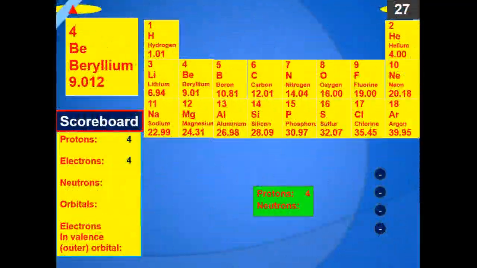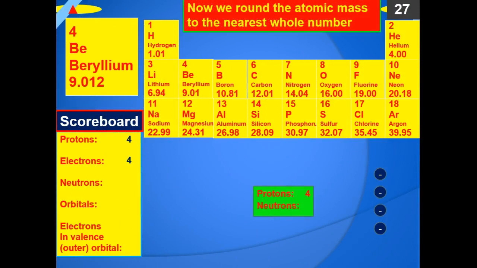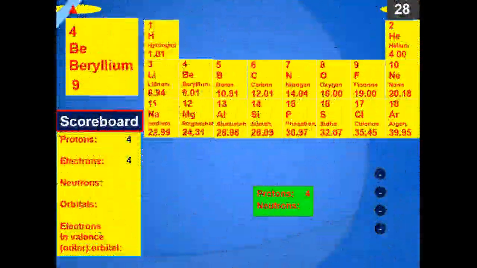And here we go. How do you do that? Well, first we have to round the atomic mass to the nearest whole number, and again, that's called the mass number, and that becomes 9. So that means we have a total of 9 protons and neutrons in the nucleus. So let's do our calculation to figure out how many of those are neutrons.